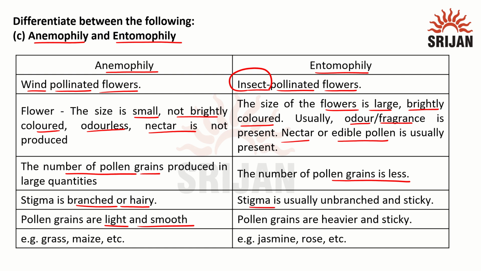In entomophily, stigma will be unbranched and sticky, so heavier pollen grains which are also sticky can stick to the stigma. Coming to examples, anemophily is seen in grass, maize, etc. Entomophily is seen in jasmine, rose, etc.